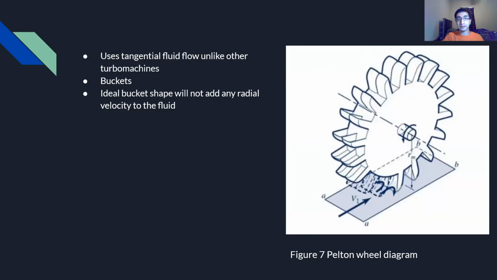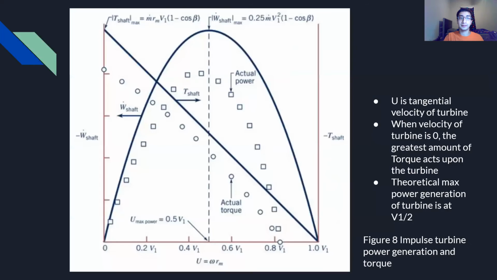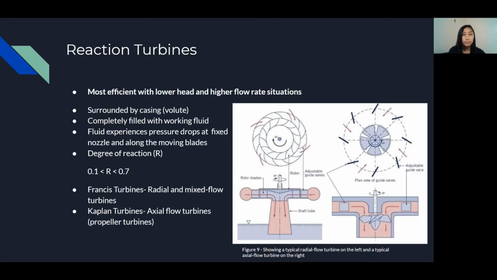Impulse turbines use tangential fluid flow, unlike other turbo machines, and the ideal bucket shape will not add any radial velocity to the fluid. As you can see from this graph, the theoretical max power generation of the turbine is at half the incoming fluid velocity. Now let's talk about reaction turbines.